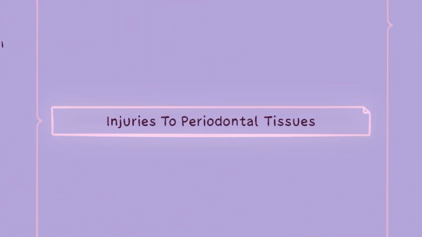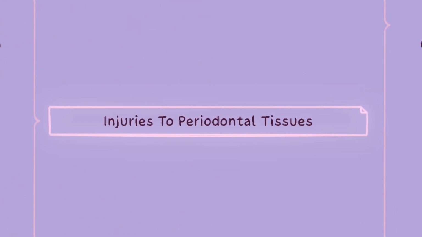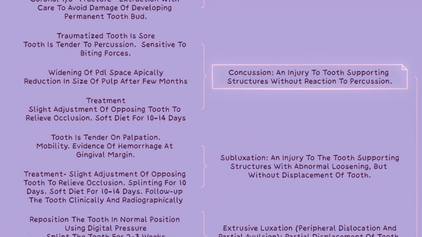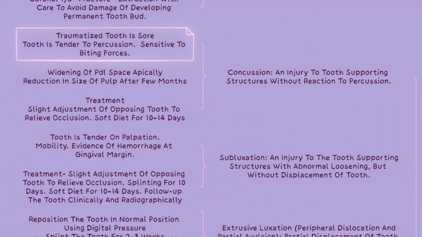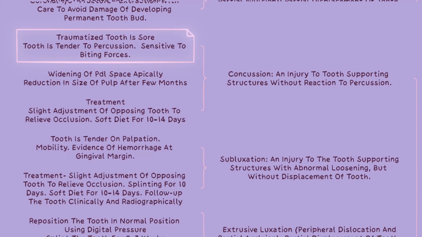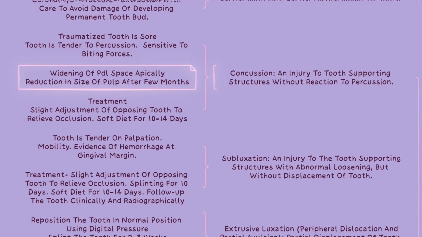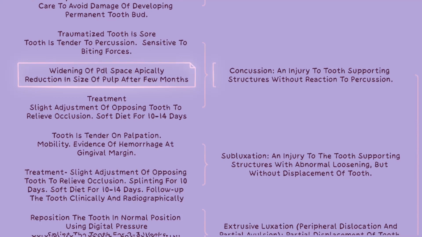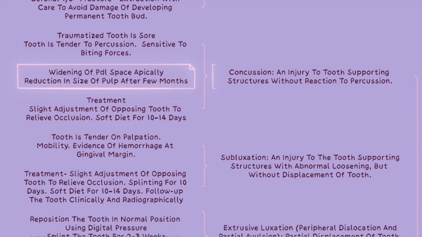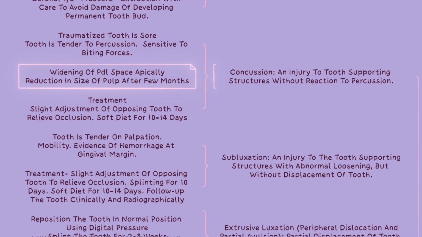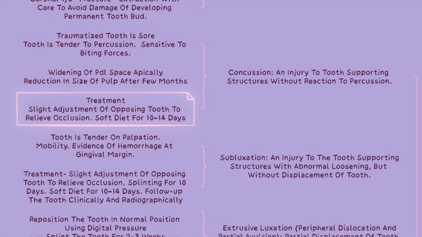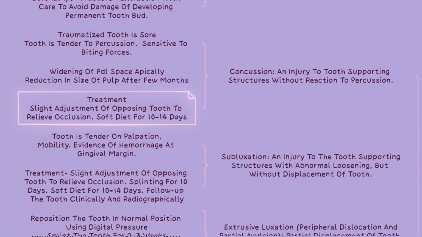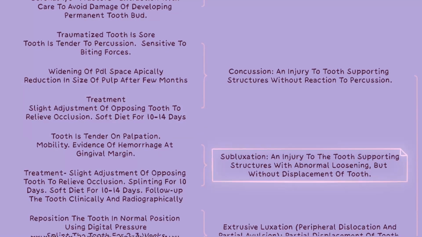Moving on to the injuries of the periodontal tissues, we have concussion, an injury to tooth supporting structures without any displacement of the tooth. The tooth is tender to percussion and sensitive to biting forces. Slight widening of the PDL space can be seen apically, and the pulp size may be reduced after a few months. Treatment includes relieving the occlusion from the opposing tooth and soft diet for 10 to 14 days.